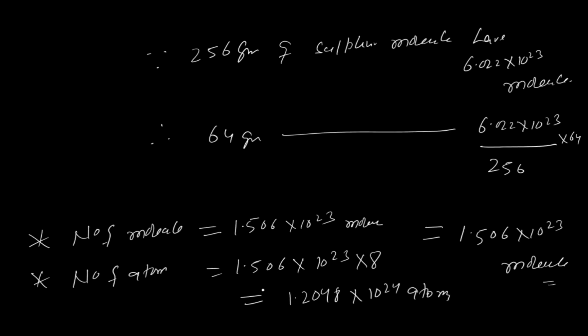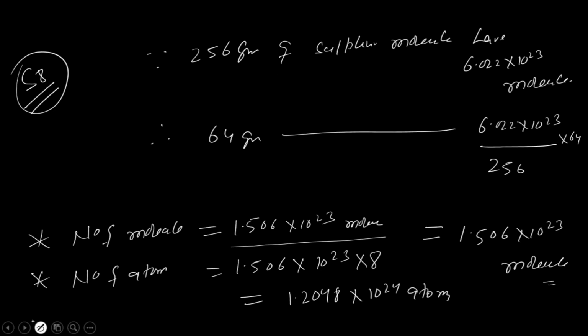So how did you get the number of atoms? As I told you, sulfuric acid has 8 atoms, and this is one molecule, and one molecule has 8 atoms. So the number of molecules you got is this much, and when you multiply this with 8, you get the number of atoms. So this is your answer about molecules and atoms.